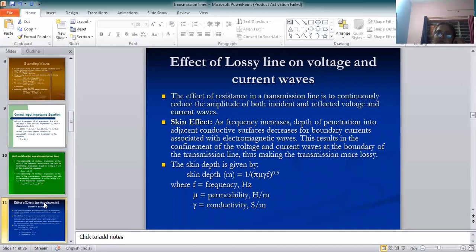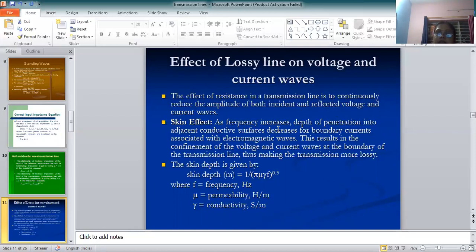Now, the effect of a lossless line on voltage and current waves. The effect of the resistance in a transmission line is to continuously reduce the amplitude of both incident and reflected voltage and current waves. Then we will define the skin effect.